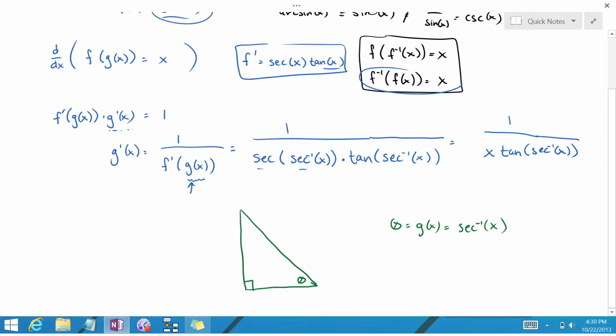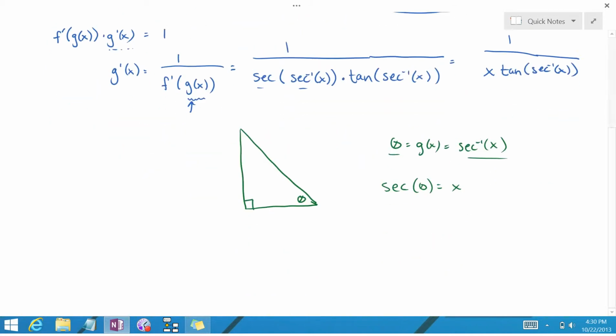Okay, but apply secant to both sides of this. That's just saying secant of theta is equal to x. Right? If y is f of x, apply f inverse to both sides. That means that x is f inverse of y. That's all I'm talking about here. So x is equal to secant theta. Geometrically, what does that mean?